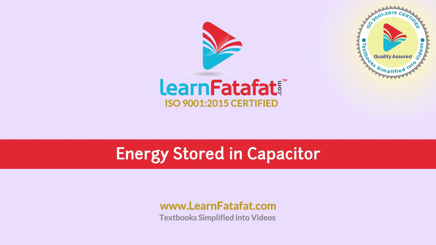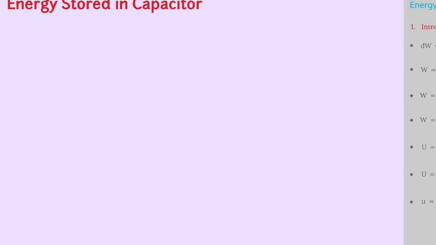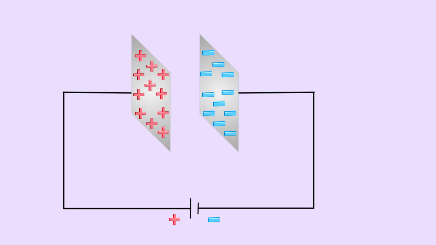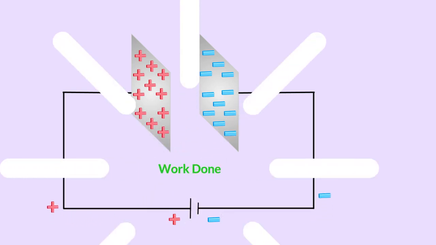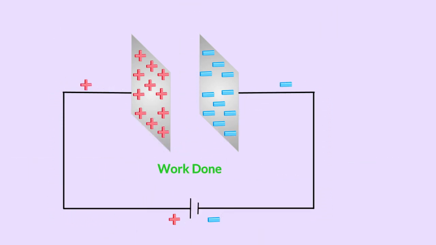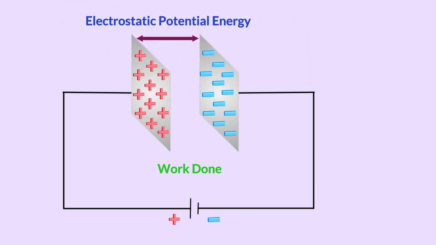Energy stored in capacitor. Dear students, a capacitor is a device that can store charge. To store charge, work has to be done. This work done is stored as electrostatic potential energy in the capacitor.